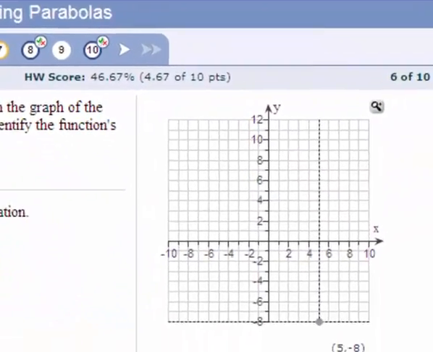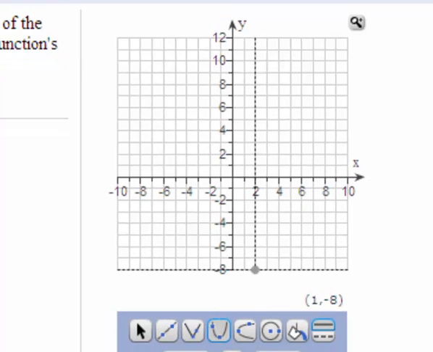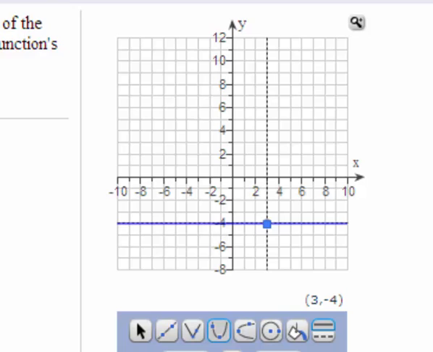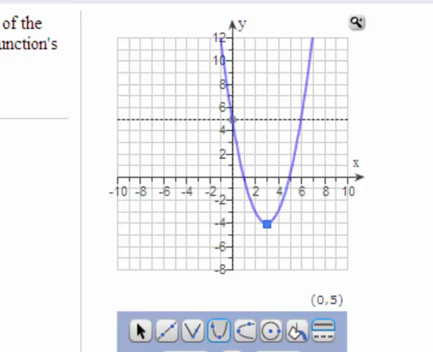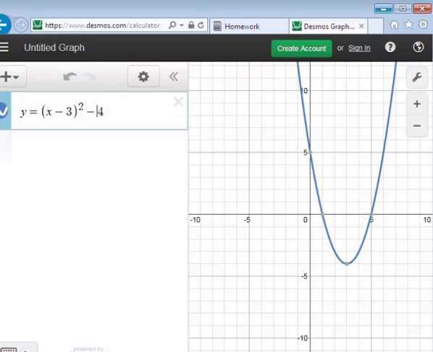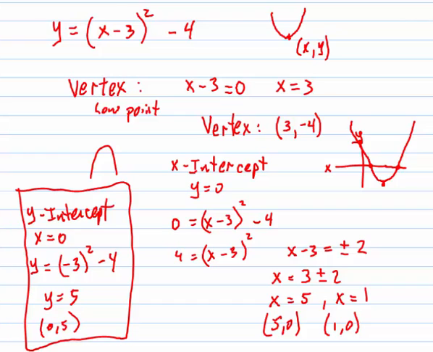Okay, so let's graph this guy. So we take this graph, and our vertex is at (3, -4). So right there's the vertex, and 1 intercept, or we can just go with the y-intercept. We plug in 0 for x, we get y is equal to 5. So there's the y-intercept. Good enough. 2 points for this graph. And here's our graph, which looks exactly like our graph here. Okay. Let's do a second example.